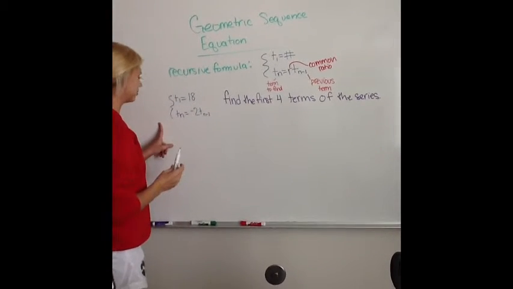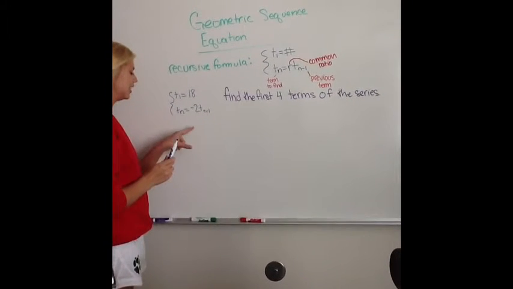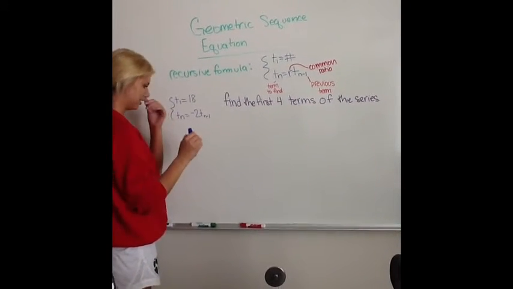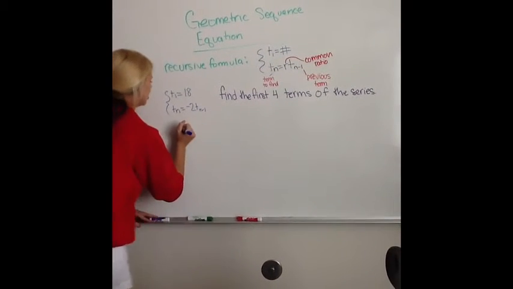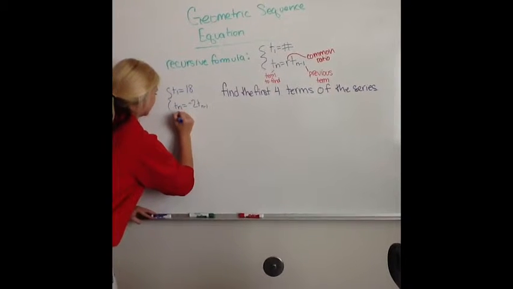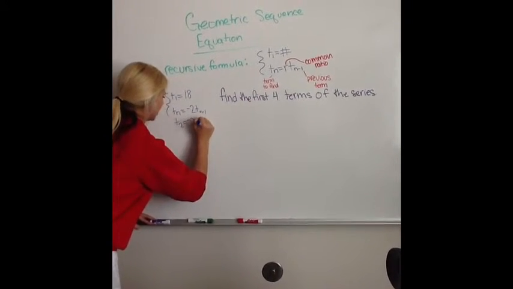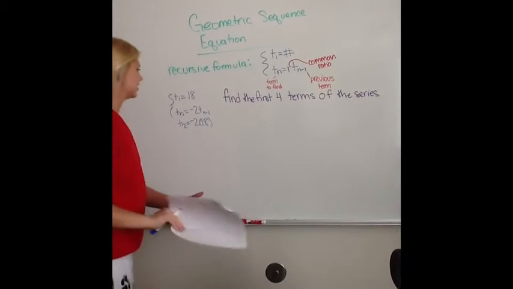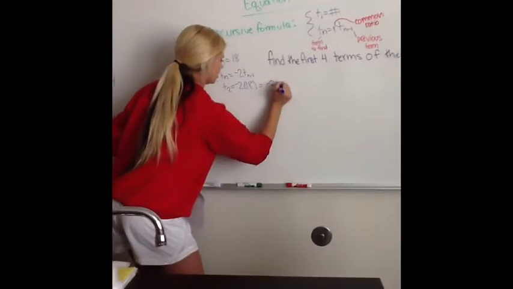So for this equation, t1 is 18, and then it's t sub n equals -2 times t sub n minus 1. So to find the fourth term, you would do t sub 2 equals -2 times 18, because 18 is our first term, which would equal -36.